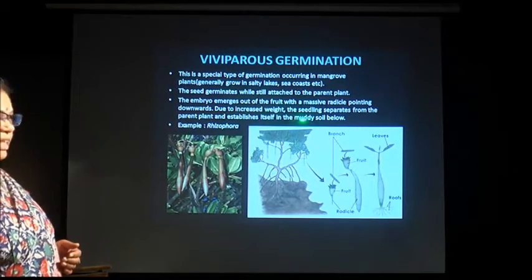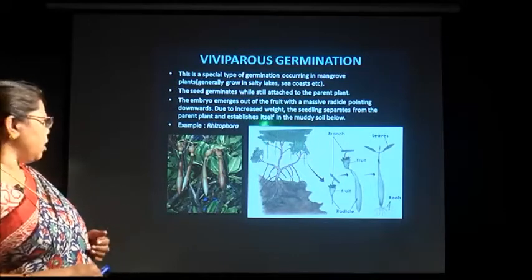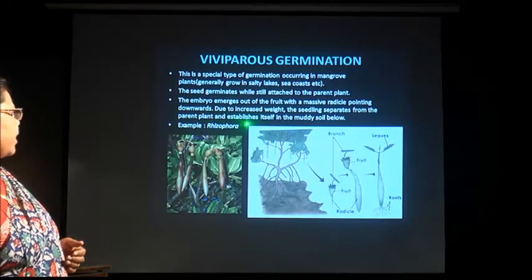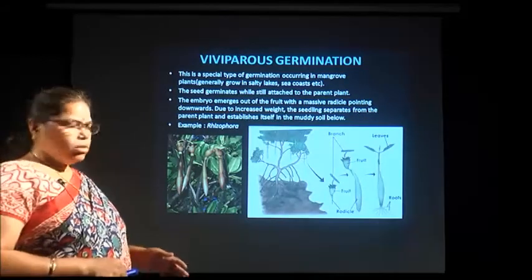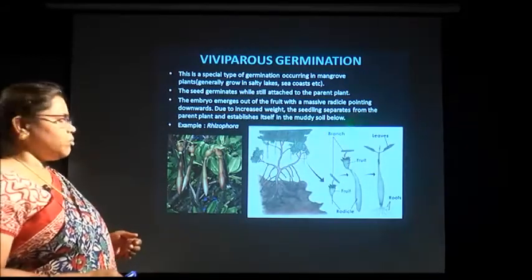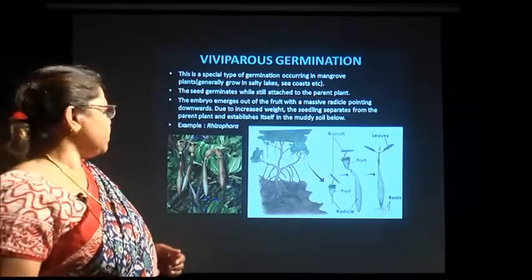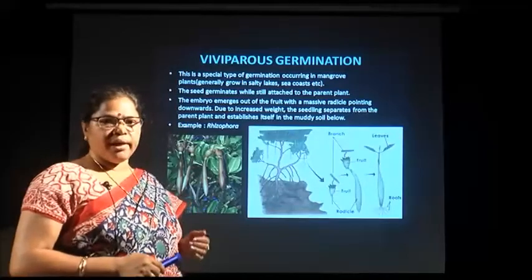So, due to this increased weight or the massiveness of the embryo, the radicle, the seedling separates from the parent plant and falls down, and there itself in the muddy soil it establishes as a seedling. So, this is a very special type of germination found in mangrove plants.